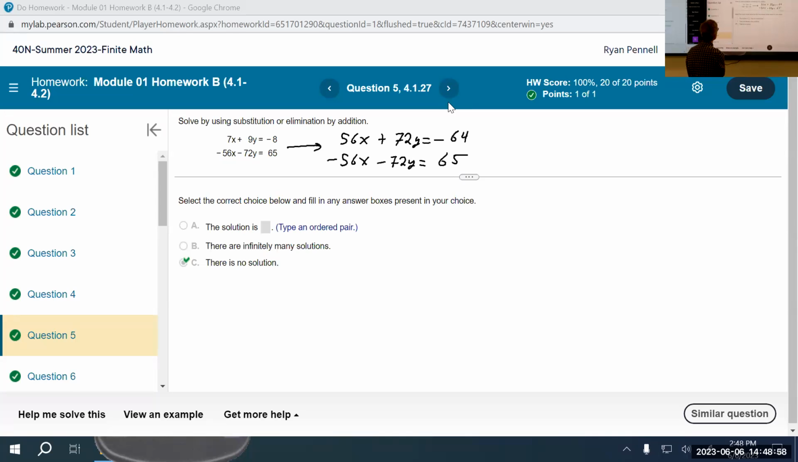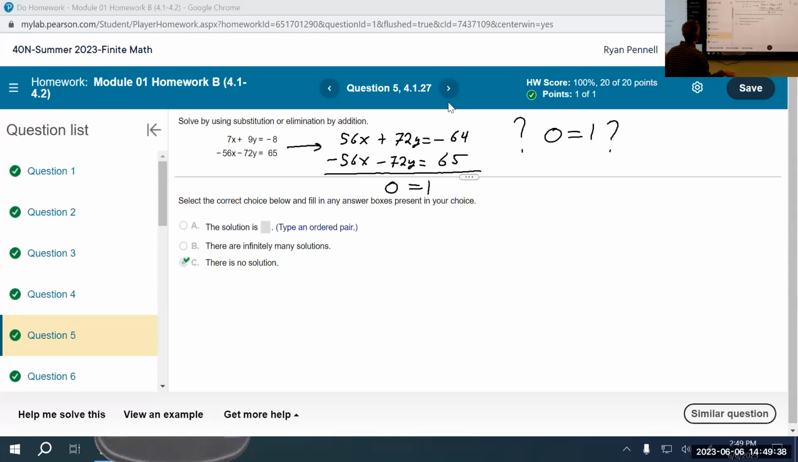Okay, what happens if I add these equations together? 56 minus 56 is 0. 72 minus 72, whoever helped me there, thank you. That's 0. And then I'd get 1. So I get 0 equals 1. So I just proved that 0 equals 1? No, I didn't prove that. So that means there's no solution. These lines do not intersect. So that's cool. But these lines must be parallel. They must be parallel.